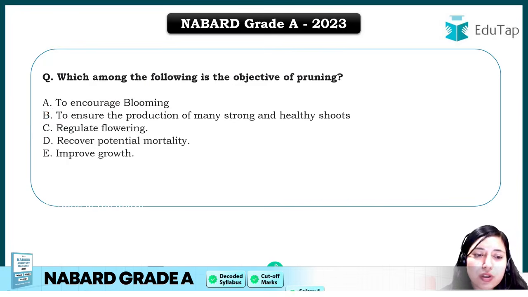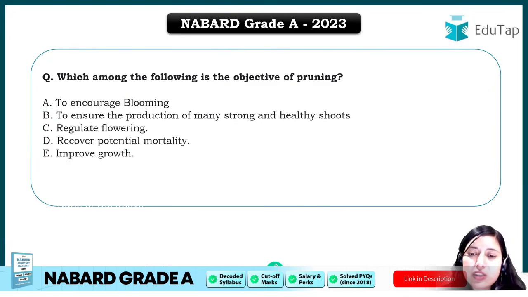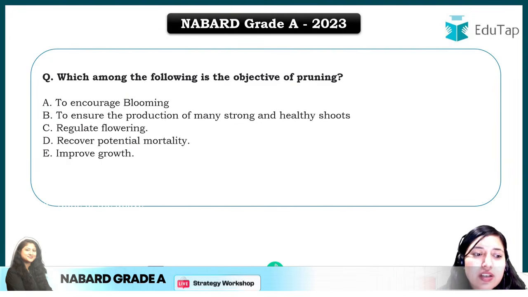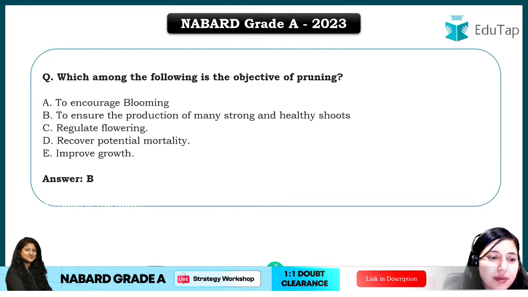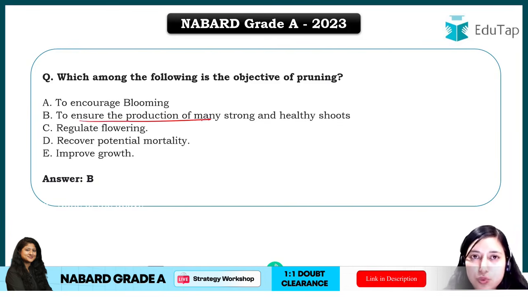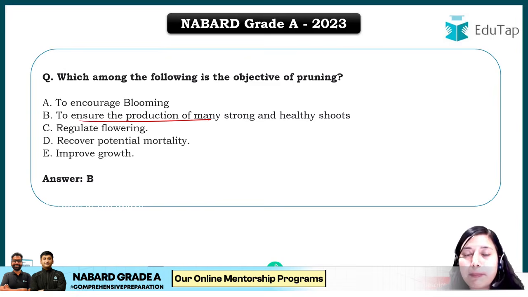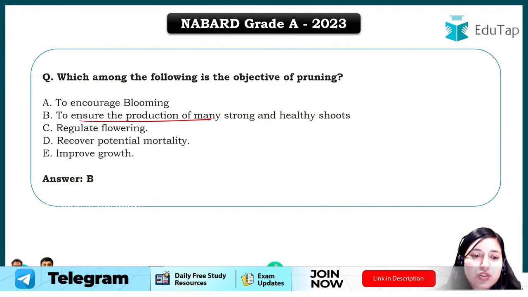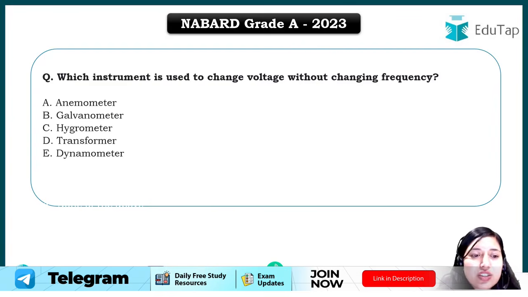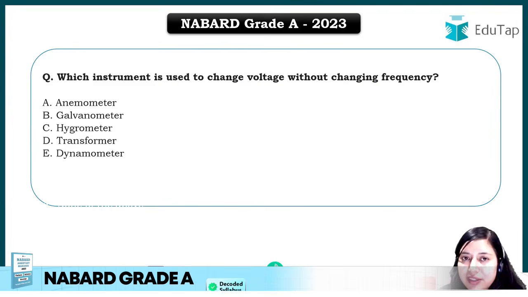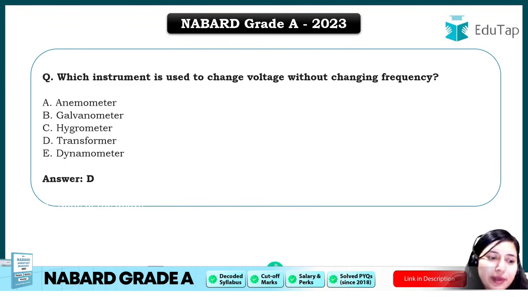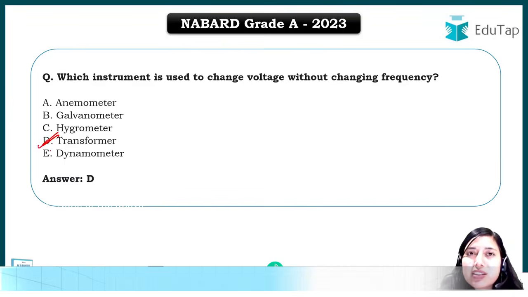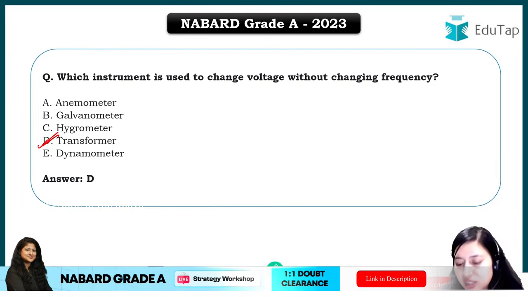Next question is, which among the following is the objective of pruning? This is a question from your plantation and horticulture crops. Pruning is basically done to ensure the production of many strong and healthy shoots. So we prune out, we cut out some branches so that other strong and healthy shoots are allowed to grow. This is the objective of pruning. Next question is, which instrument is used to change voltage without changing frequency? This is a question from the agrometeorology chapter, where you have to read about all the different types of devices. The answer for this question will be transformer. A transformer is an instrument used to change voltage without changing frequency.